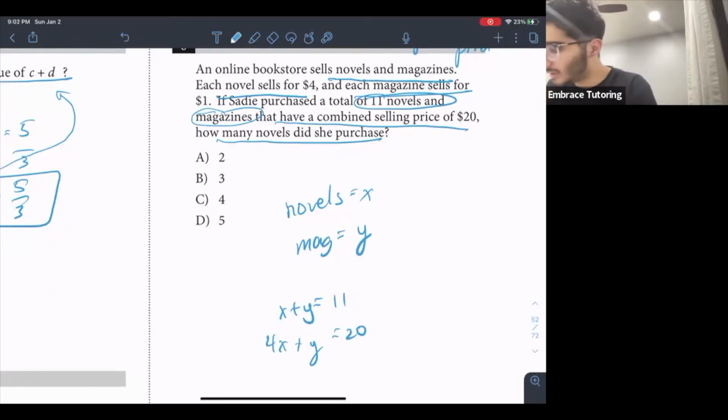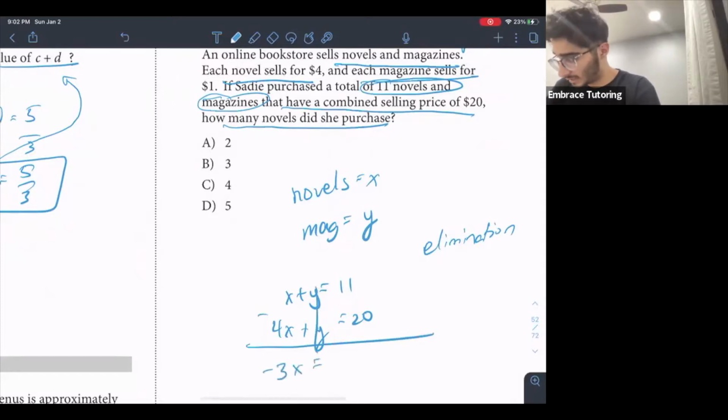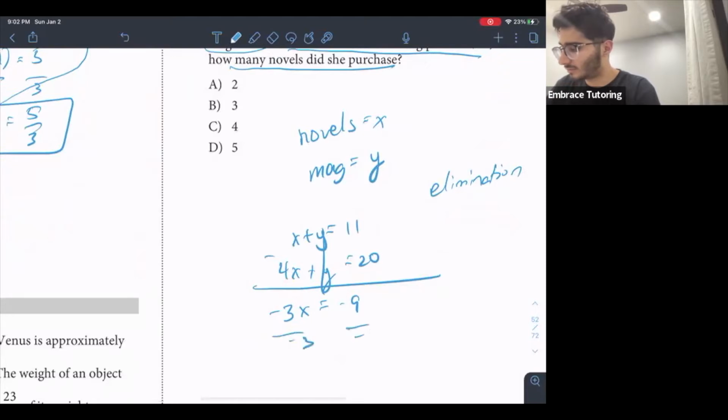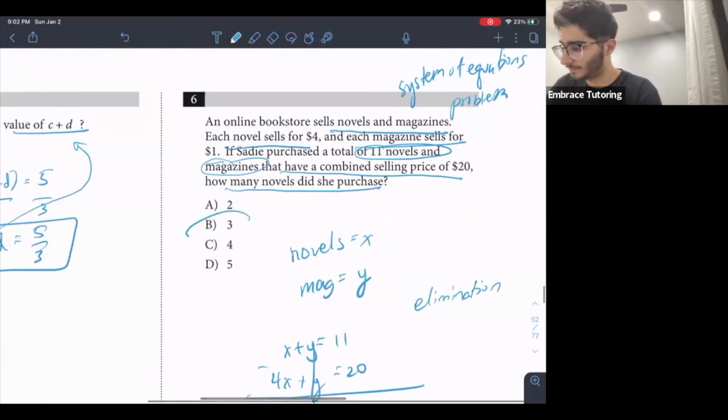And then they're asking how many novels did she purchase. The best way to solve this system of equations would be elimination, because then you can eliminate the Y's, or the magazines, to solve for X, which would be the novels. So you can just subtract both equations to get X minus 4X, which is negative 3X, is equal to 11 minus 20, which is negative 9. Then you can divide by negative 3 on both sides, and X is equal to 3. They cancel to be positive. And that is choice B.